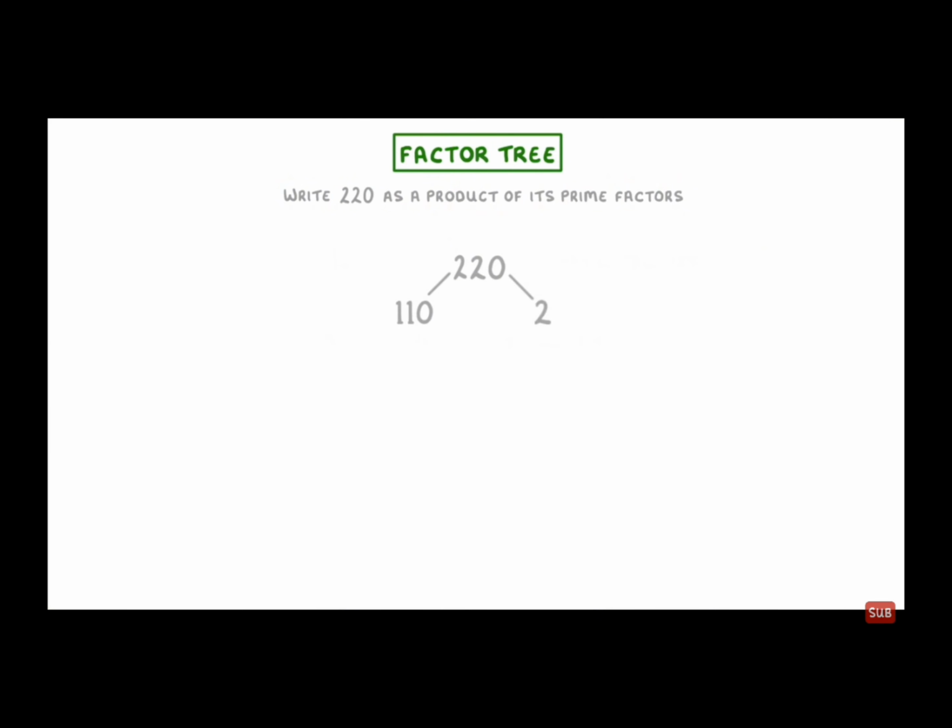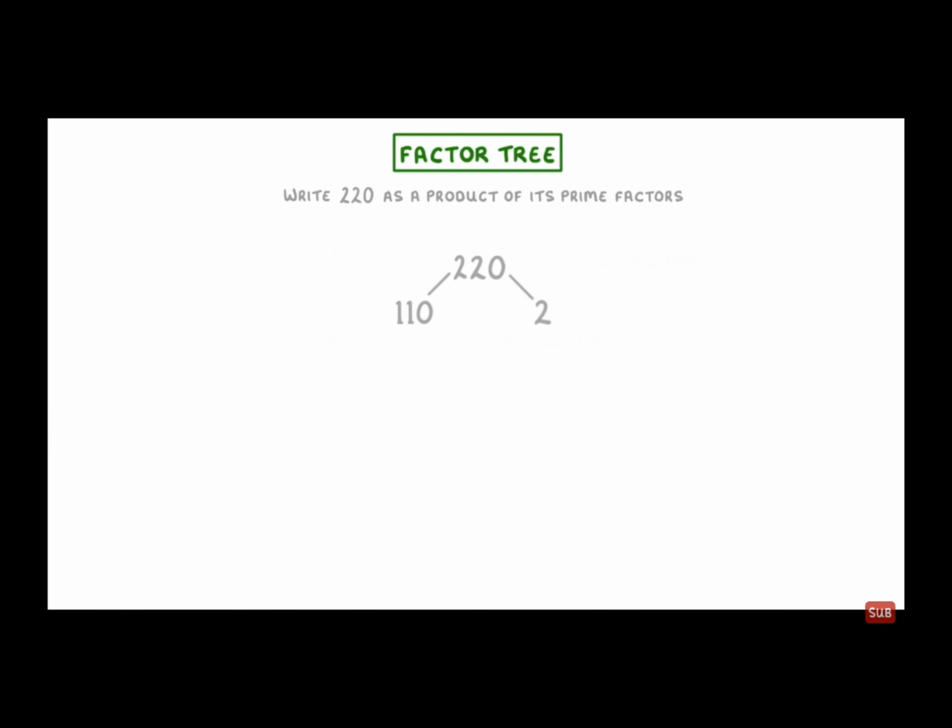If you want to find the prime factors of more complicated numbers though, like you might need to in the exam, you'll need to use a method called a factor tree. To understand how these things work, let's imagine we were asked to write 220 as a product of its prime factors. The first step is to write the number whose prime factors you're trying to find, so 220, at the very top of the page. Then we can start to factorize it by splitting it up into a factor pair. For example, here we might do 110 and 2.